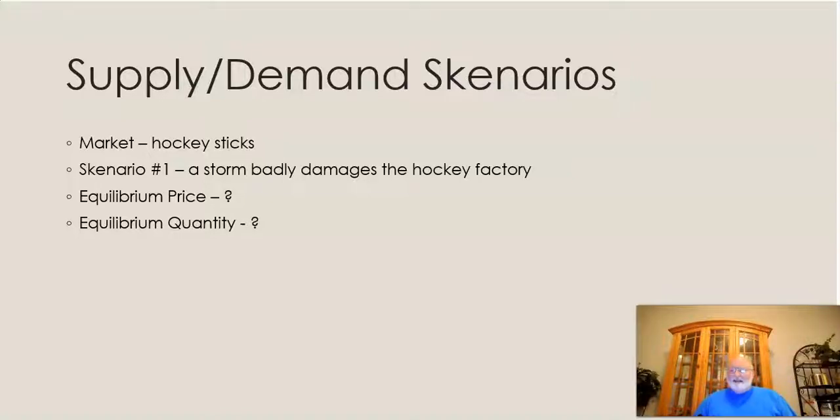So if a storm badly damages the hockey factory, what that means is they're not going to be able to produce as many. Maybe they're still open at reduced capacity. But what's going to happen is that's their supply schedule, where they set at a price of 10. I don't think you can buy a hockey stick for $10. Of course, I've never probably even seen one except on TV.